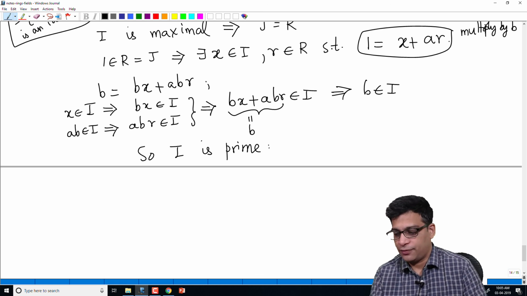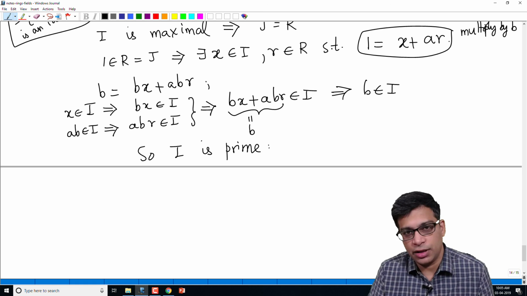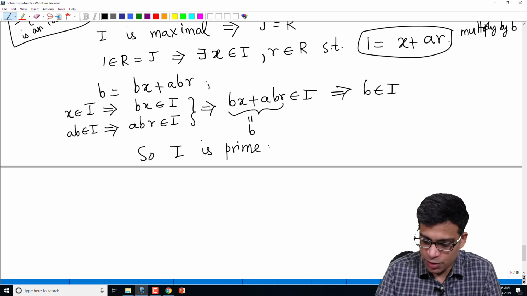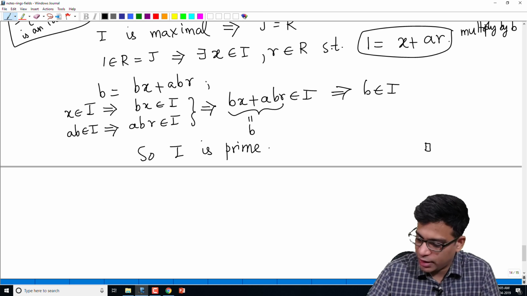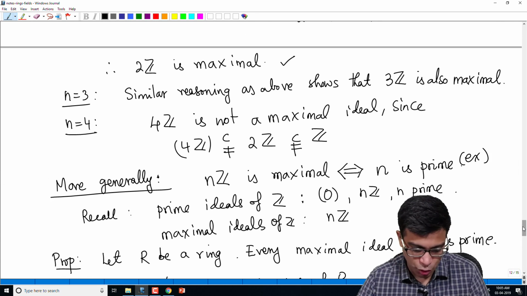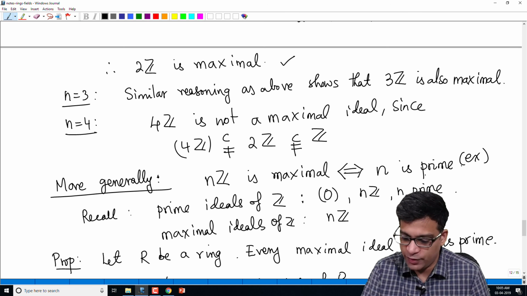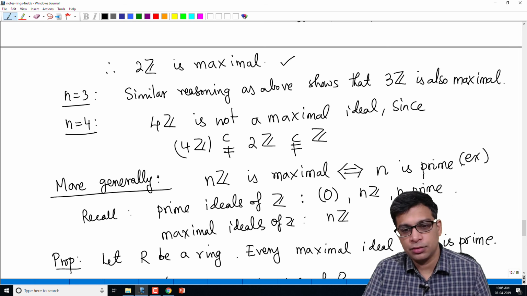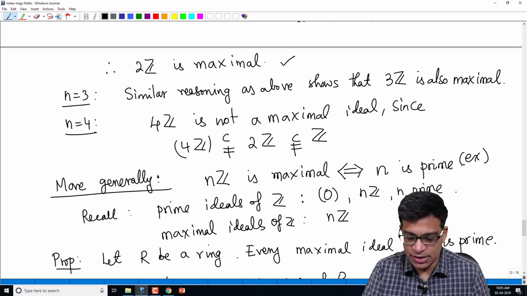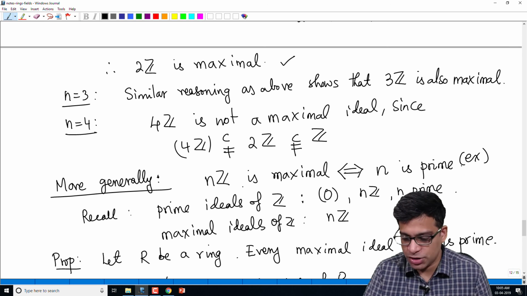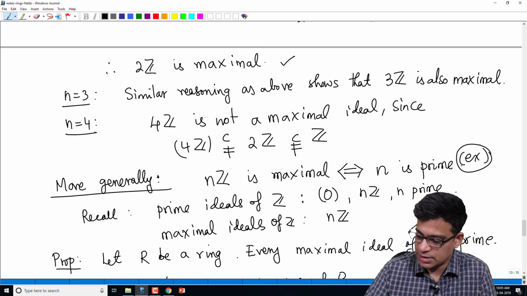So what we have shown is, if I is a maximal ideal and two elements in the ring have the property that their product is in I, one of them must be in I. So I is prime. So this completes the proof. Now if you go back to the exercise that I gave you, where I asked you to show that an ideal nZ of the integers is maximal if and only if n is prime. This is now clear, because if it's maximal, then it's prime. One direction of it is clear at least. And n cannot be 0, so n must be prime. On the other hand, if n is prime, you have to show that it's maximal. So that part is an exercise for you.